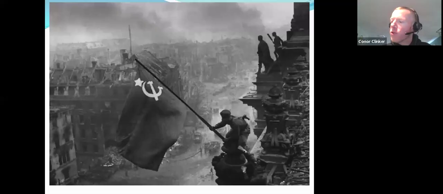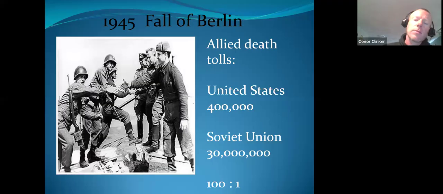The Soviet Union gets to Berlin first. Hitler commits suicide. The Nazis surrender like three or four days after he was dead. And that part of the war is over. This comparison here, so the Soviets are coming in from one direction, the Americans are coming in from the other direction. The Nazis are getting smashed in between the two.